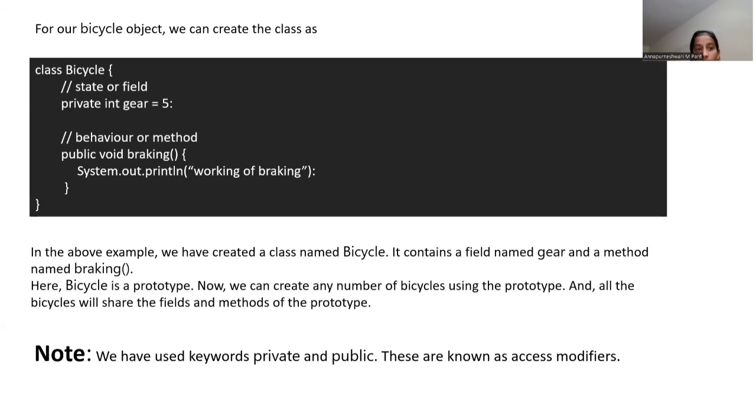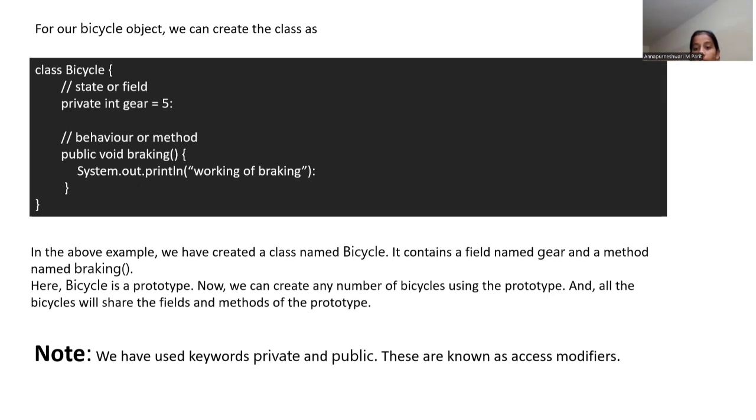So let us take another example, a bicycle object. We can create the class as class Bicycle, with state or fields, where fields or states are used to store some data, and behavior or methods, which are used to perform some operations. And note that here public and private are keywords which are used to control access, which are also known as access modifiers. So in the above example, we have created a class named Bicycle.